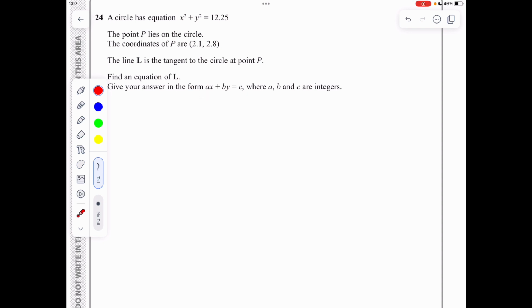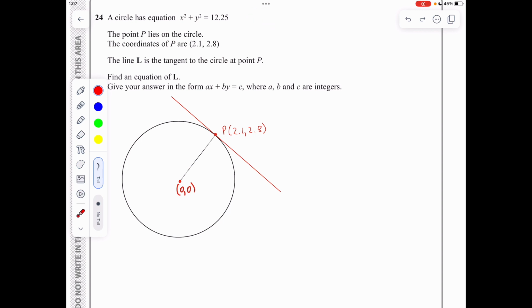So let's start by observing that the center of this circle is the origin. So it makes sense to draw a quick sketch. We've got the circle here. It's centered at 0, 0. And if I draw the radius and the tangent, there is a point here, P, with coordinates 2.1, 2.8. And this is the line L, and I'm trying to find the equation of this line. I will start by finding the gradient of the radius. Remember, I'm doing y2 minus y1 over x2 minus x1, which is 2.8 minus 0 over 2.1 minus 0. And this gives an answer of 4 over 3.